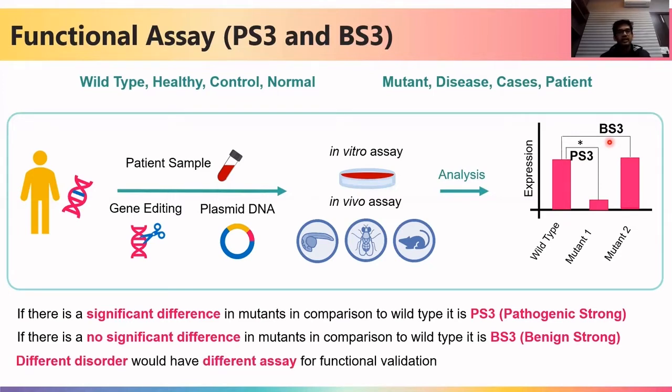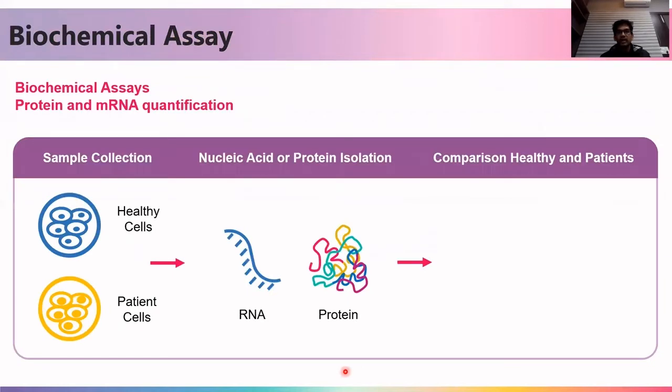So for a single variant, there could not be any single in vitro assay that could validate all the variants. Therefore, different disorders would have different assays for the functional validation. There are some popular assays that have been used for variant validation. There are biochemical assays for the quantification of protein and mRNA levels. In this, we take the samples and isolate the cells of interest, which you think for that particular variant is causing a disease, for example, if it is the immune cells or the heart cells. And from there, you can isolate the RNA or protein which has been expressed in those cells.